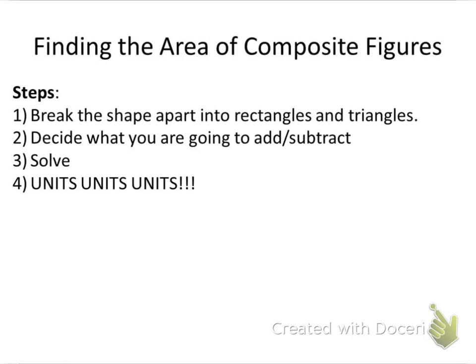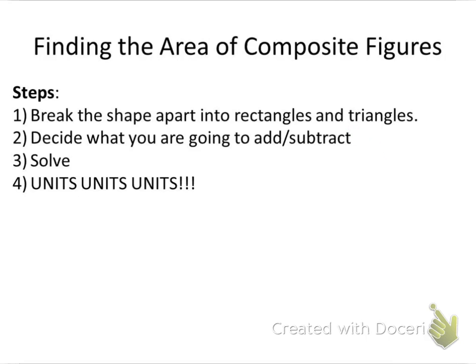Finding the area of composite figures can be a little bit challenging, but my hope is that once you see how to do it, it'll be easy peasy. The first thing you're going to do is break the shape apart into rectangles and triangles. If you have a complicated figure and you know how to find the area of a rectangle, let's just break it down into a whole bunch of different rectangles. Next, decide what you're going to add and subtract.